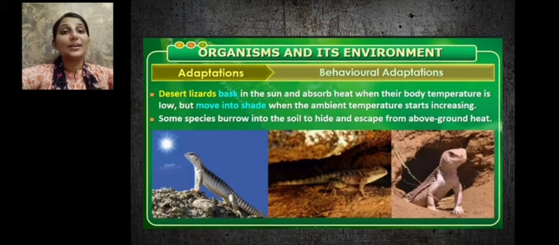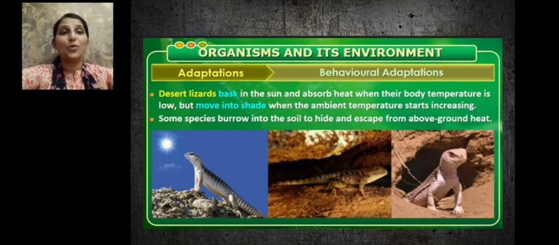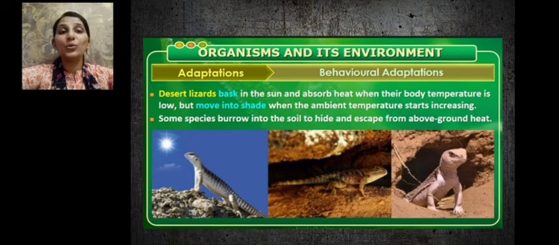Next is about the behavioral adaptations shown by certain animals. The desert lizards bask in the sun and absorb heat when the body temperature is very low. When the body temperature goes low, they bask in the sun and absorb heat. But when the temperature is very high, they move into shade when the surrounding temperature starts to increase.